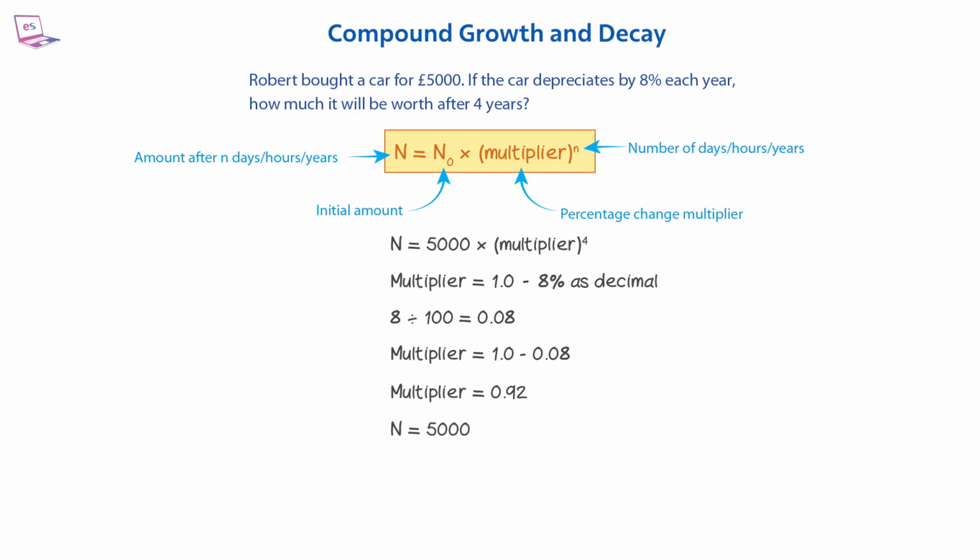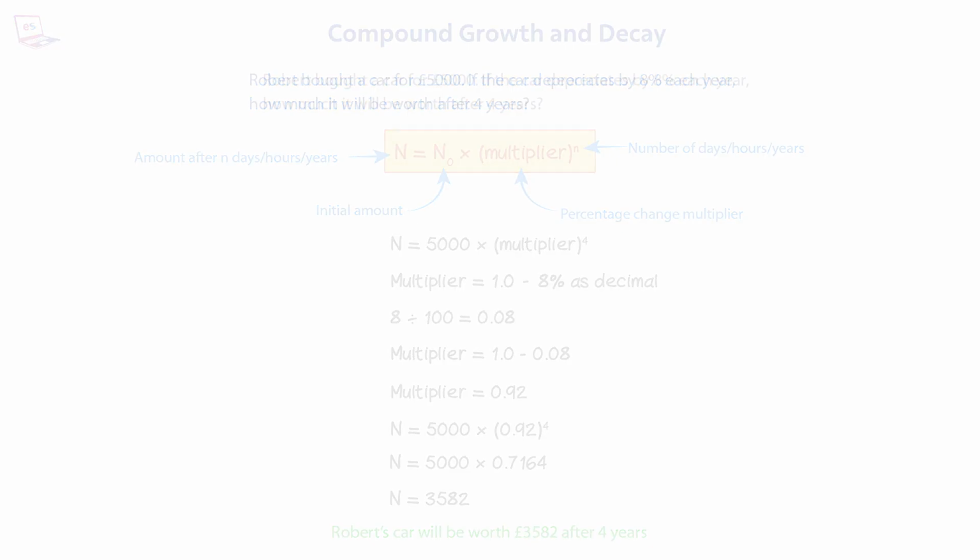A equals 5,000 times 0.92 to the power of 4. 0.92 to the power of 4 equals 0.7164. 5,000 times 0.7164 equals 3,582. Robert's car will be worth £3,582 after 4 years.